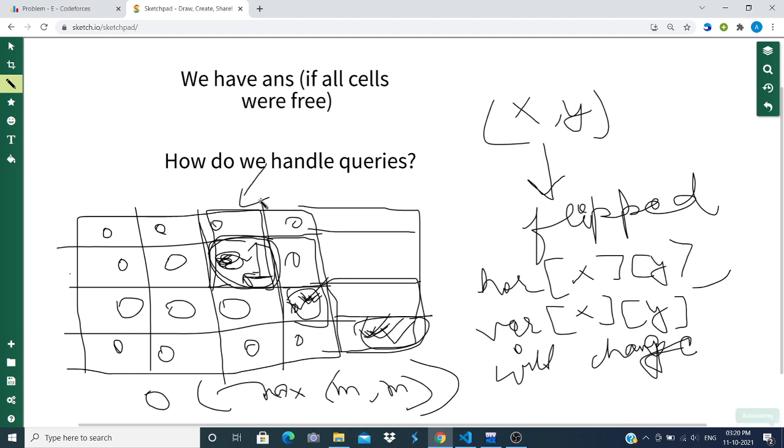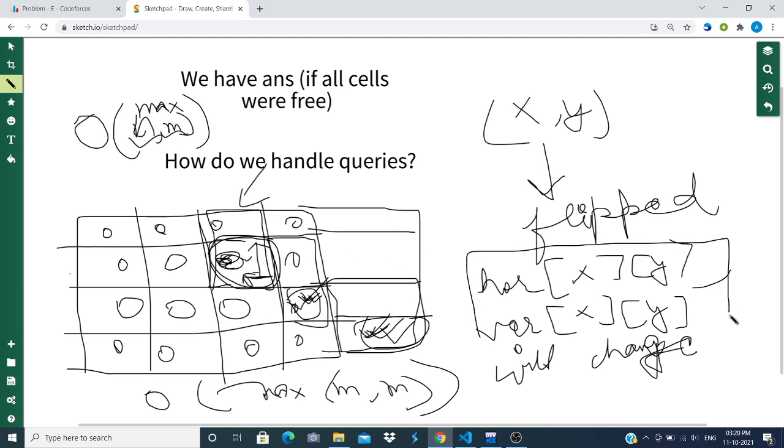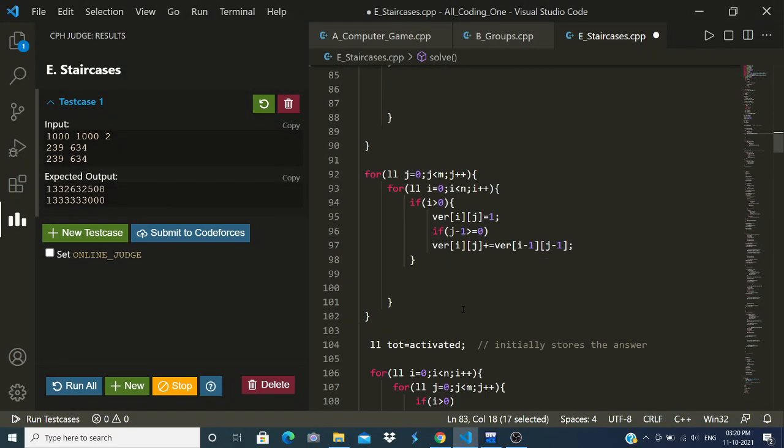So basically, in short, whenever you change a particular cell, only order of n or m, or you can take the maximum as well, only order of maximum of n comma m cells will change, right? And so you only need to change the horizontal or vertical values in those cells, right?